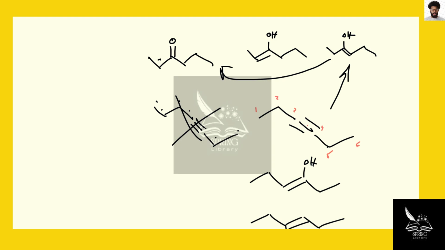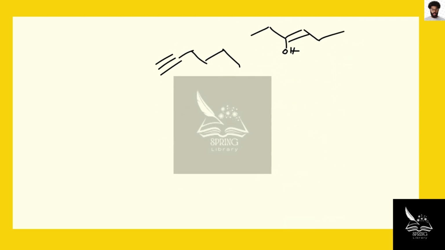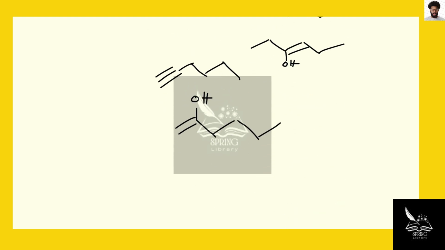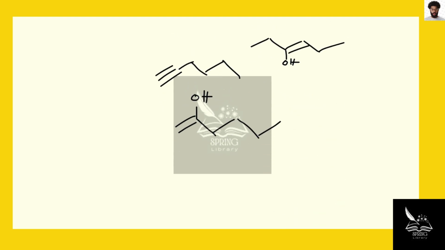is a terminal alkyne, which can't even possibly get us to either of these, right? We can only end up with a double bond between carbons 1 and 2. This will give us an enol that looks like this, right? Which doesn't match either of the enols we're trying to make. We need a double bond between carbons 2 and 3 or between carbons 3 and 4. So a double bond between carbons 1 and 2 won't help us.